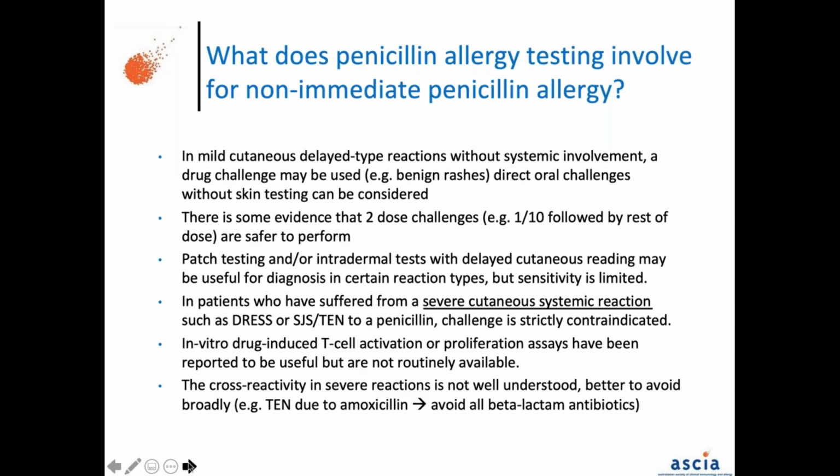So if they have a reaction to a penicillin, you better avoid all beta-lactam antibiotics. So don't start trying cephalosporins to see if they're okay, because they do have cross-reactivities which are truly not well understood.